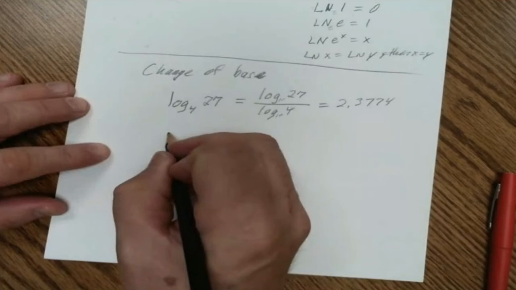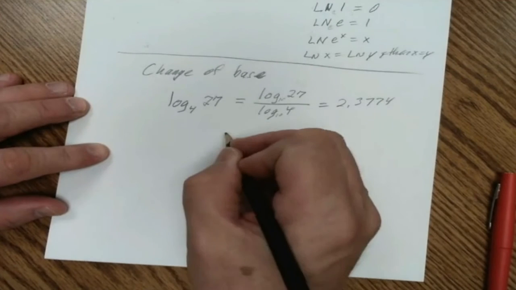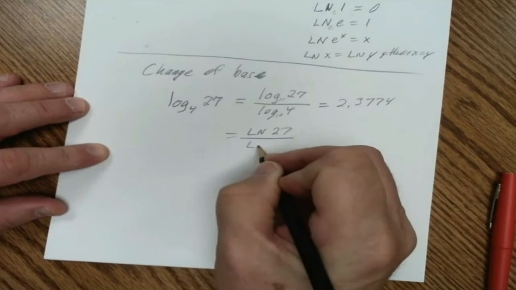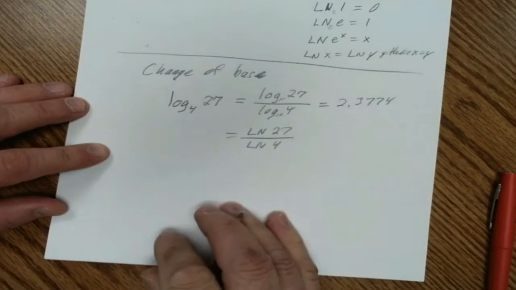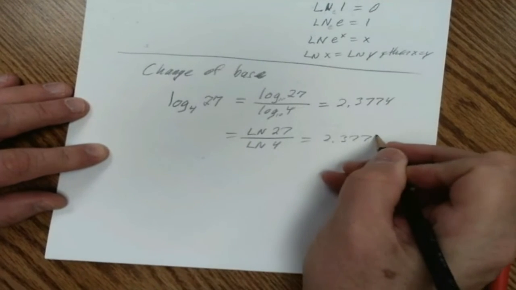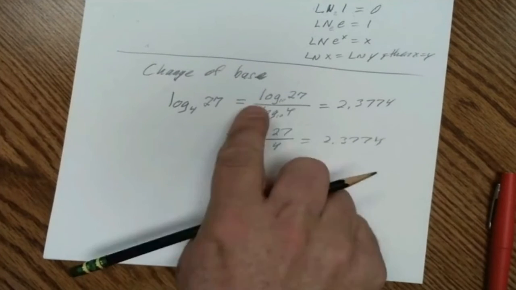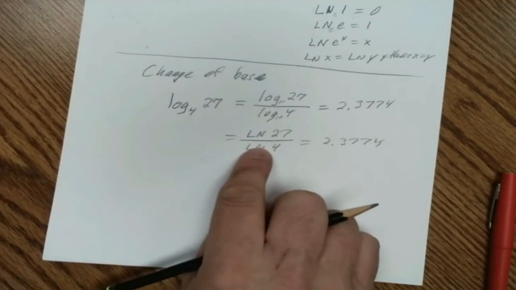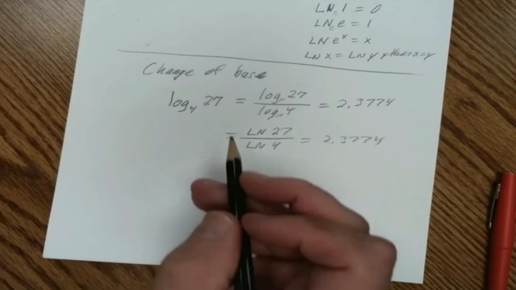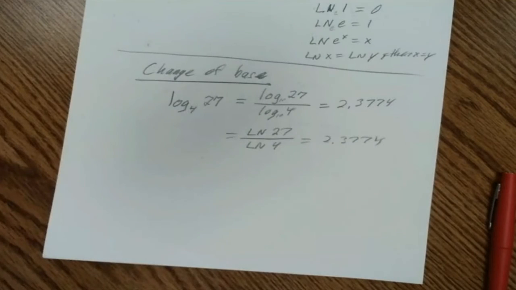Natural logs work the same way. If we did this in natural log, we could do ln of 27 over ln of 4, and it would work the same way. We would still get 2.3774. It doesn't matter whether we use log base 10 or log base e. Change of base works however you want to do that.